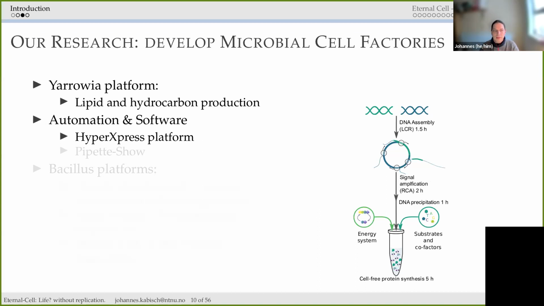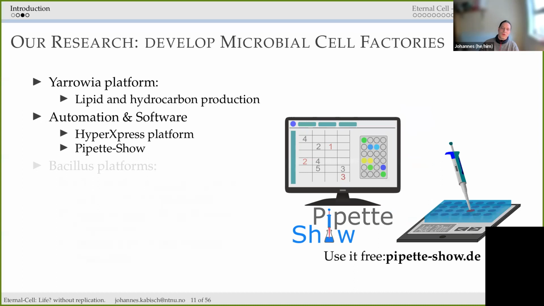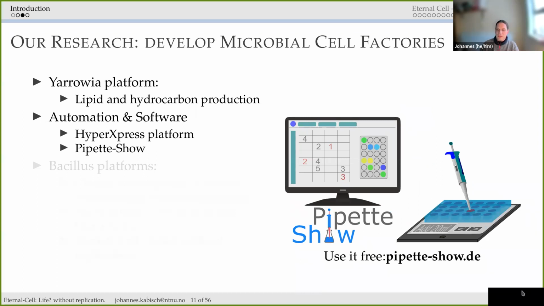But the main thing I took from there, and this is the small advertisement section, is that what robots can do very well, but what humans cannot do so well, is remember where to pipette what. So we developed this free tool. You can use it for free on PipetteShow.de, so you can design your pipetting workflows and then transfer them to a tablet, put your microtiter plate on the tablet, and it basically tells you where to pipette what.